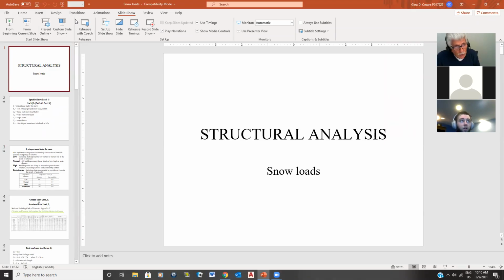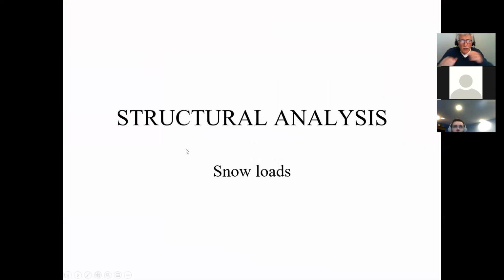Okay, so last week we talked about dead loads, and we talked about the live loads or the occupancy loads that we have. We have that table in the National Building Code that specifies the minimum amount of load that you should be putting on a floor space depending on how it's going to be used. And like I said, guys, that is minimal. It's not maximum.